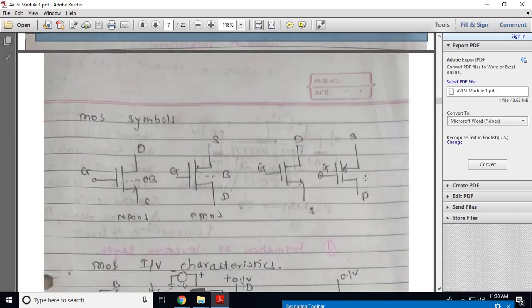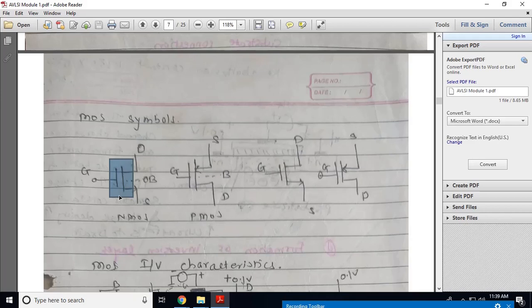Now see the symbol of MOS. This is the symbol for NMOS: gate terminal, drain and source. If you see this arrangement, the gate terminal and channel act like a component such as a capacitor. So this is a capacitor. This arrow indicates the current direction. This is the symbol for NMOS, and for the PMOS, see the opposite arrow, which is an inward arrow on the source terminal. This is another way to draw the NMOS and PMOS.